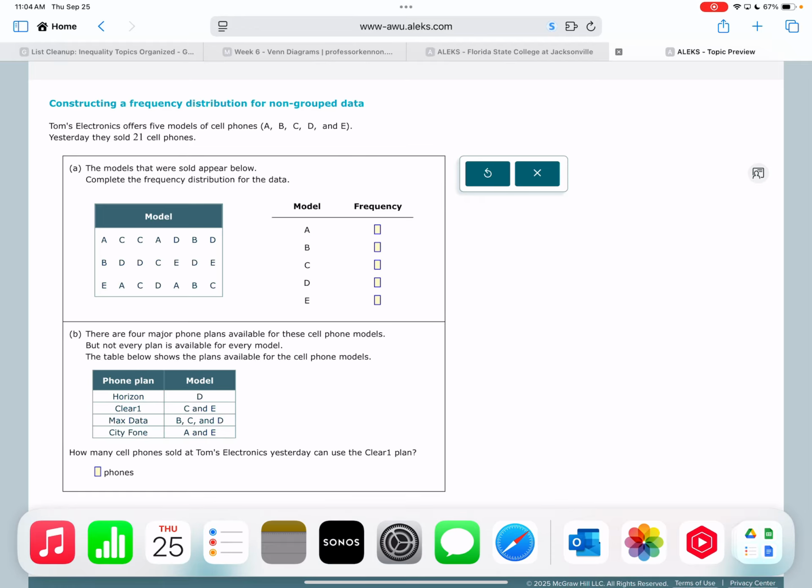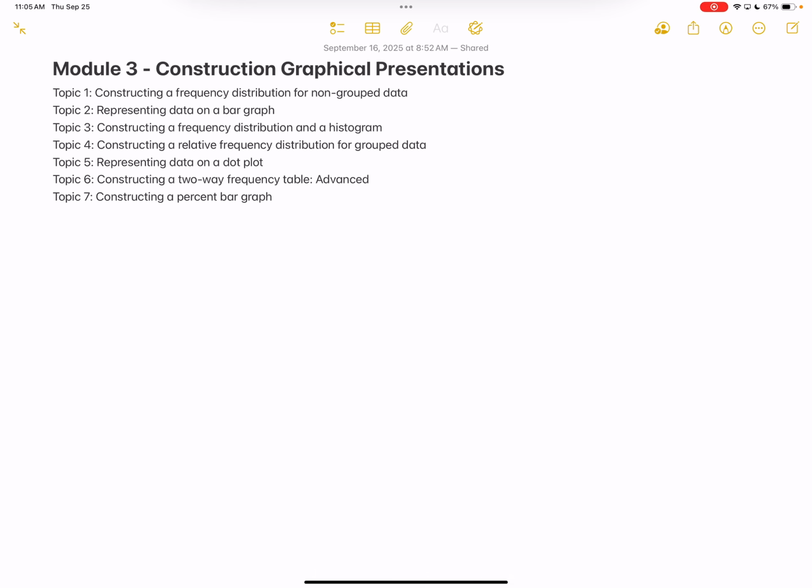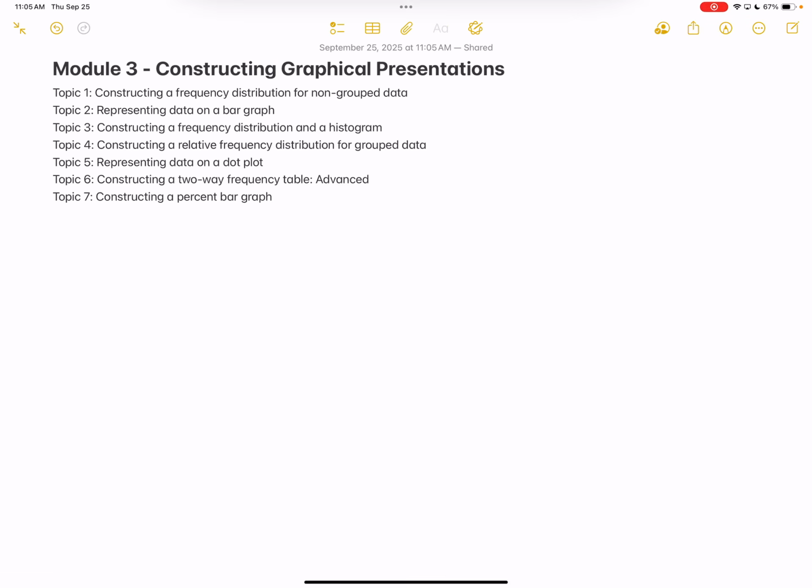All right, so we are finishing up the, well, I guess it's a new module completely, isn't it? Constructing graphical presentations. So last time we talked about interpreting them. This time we're talking about constructing them.